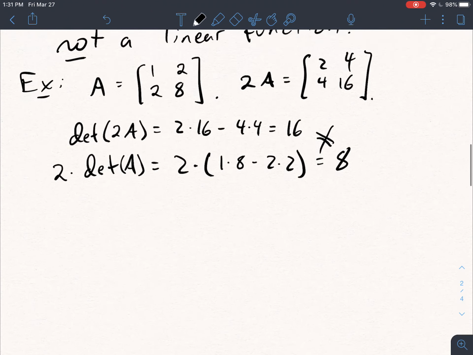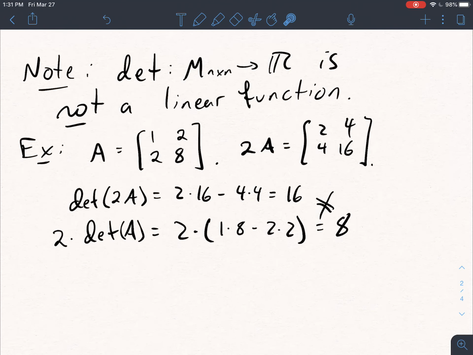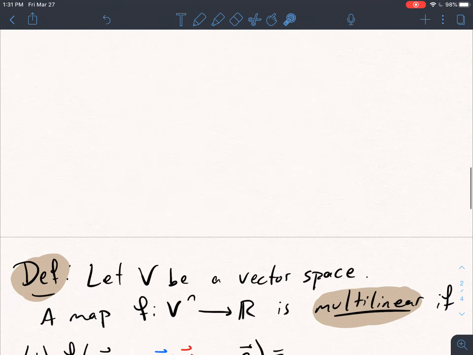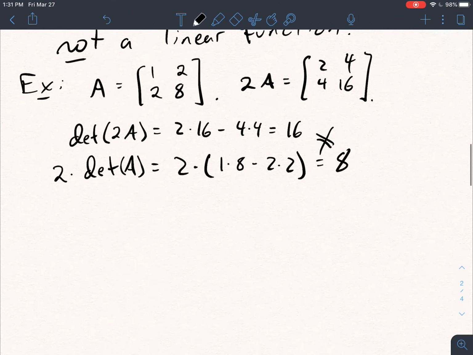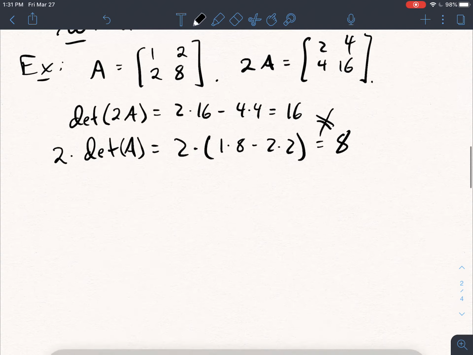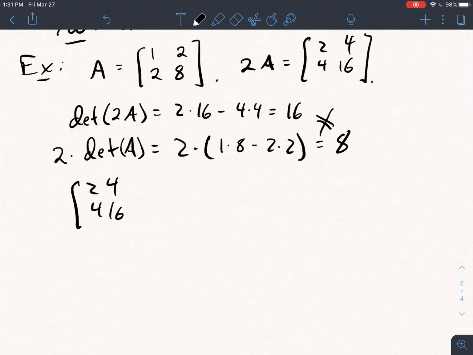Okay, so what you can say, so it's not a linear function, but maybe let me just say let's work with the matrix 2, 4, 4, 16, and let's calculate the determinant of that. So I'm going to put vertical bars here to symbolize the determinant.